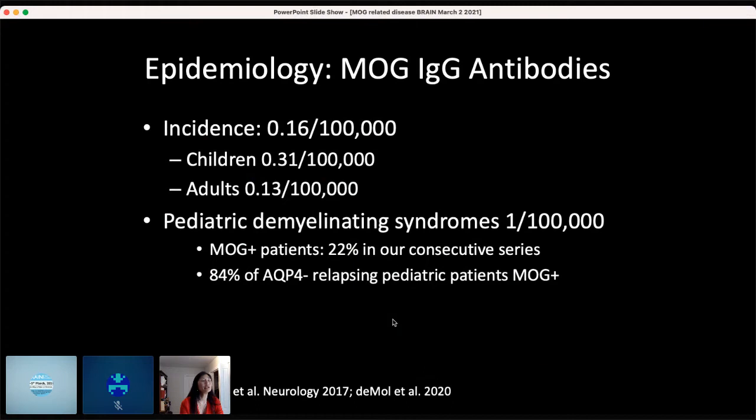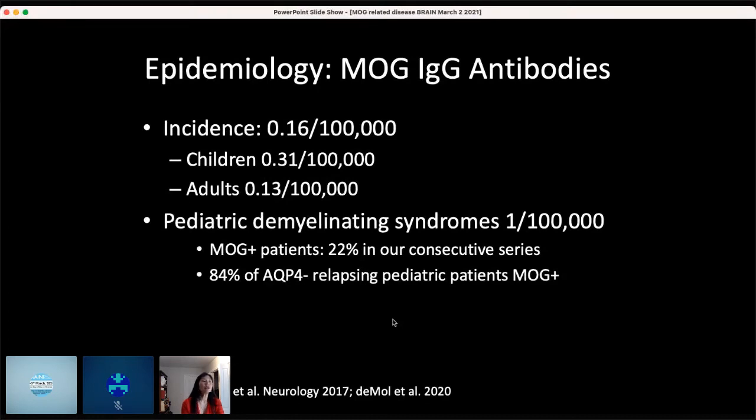In fact, children are 2.5 times more likely than adults to be positive for MOG antibodies. Taken another way, pediatric demyelinating syndromes occur in about 1 in 100,000 people per year. And of those, about 20% are MOG positive. I'll show you some information about that in just a minute. So 20% of 1 in 100,000 are going to be MOG positive within pediatric demyelinating syndromes.